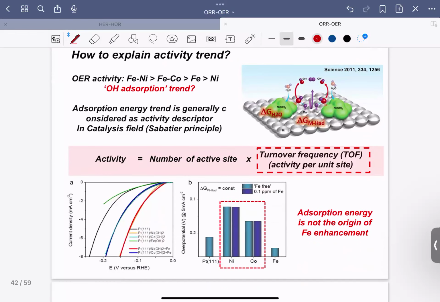The intermediate adsorption energy is a good descriptor for the activity in electrocatalysis, right? So we call it a thermodynamic concept. At the beginning, I was really curious about how just a small amount of iron can change the overall thermodynamic property. But it is really challenging, right?